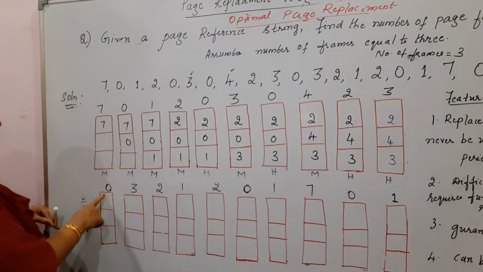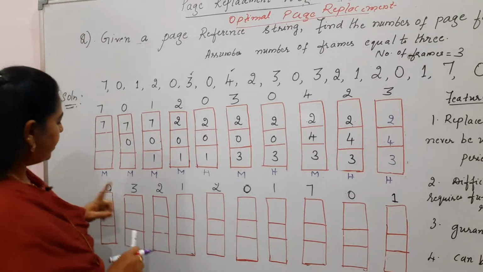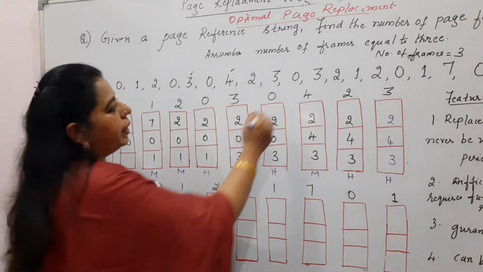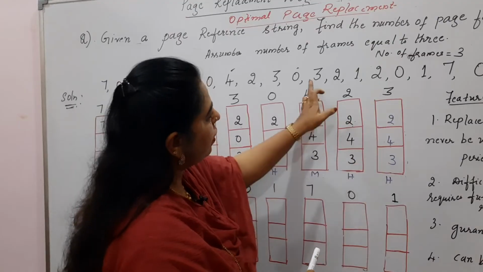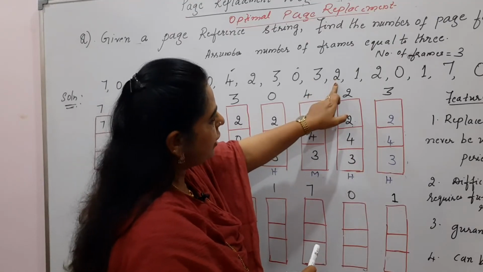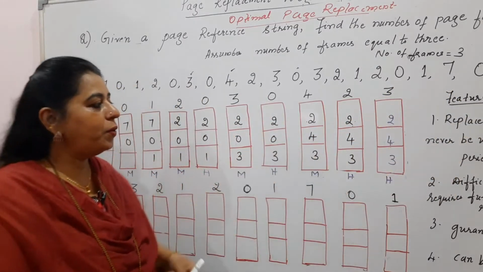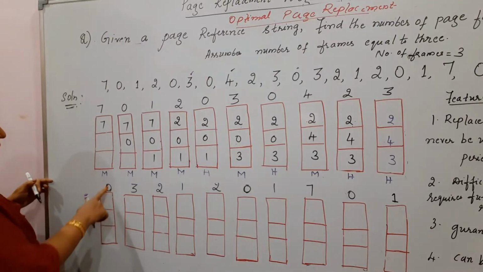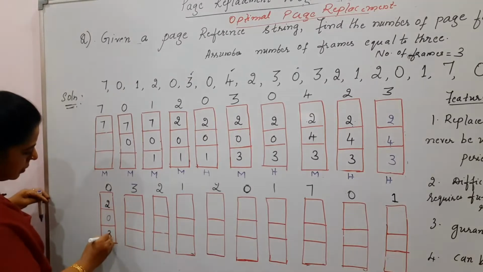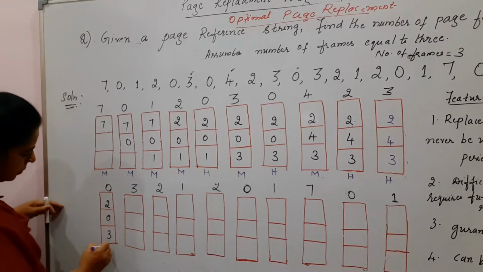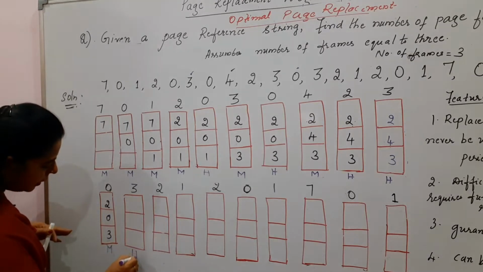Next is 0, which is not there, but you have to select one out of these 3, 2, 4, 3. Which one will you select? In this reference string you are here now, and you have to choose out of 2, 4, 3. 3 is used immediately, 2 is after that, so you should not replace them. 4 is not there in the rest of the string, so you can choose 4 to replace. So in place of 4 I'll put 0, and the other 2 stay as they are. This was a miss. Next, 3 is already there, it is a hit.